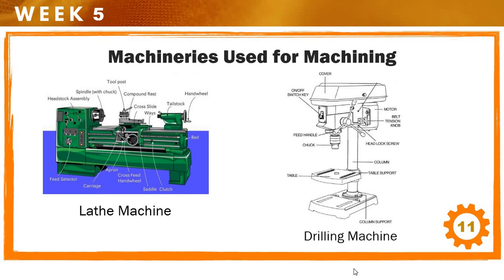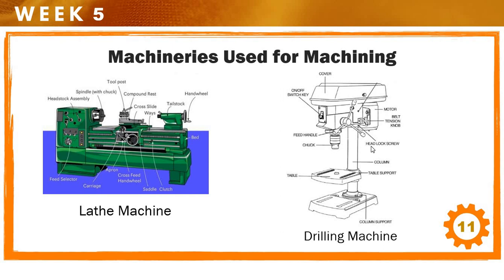Okay, so next is the drilling machine. The drilling machine also has many parts. This is the column support. It makes the machine stable. Then the table wherein you will be putting the workpiece. The table support, of course, so that it is stable, and the column that holds the upper head, or the upper tools.